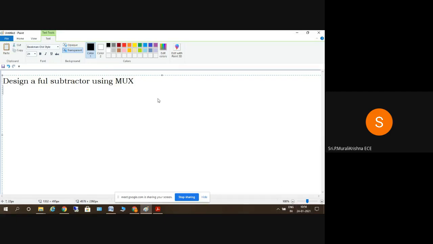Right. So we'll use two multiplexers. Let's take 4:1 multiplexers. Two 4:1 multiplexers are used because first of all we write the truth table, then we'll design, right? So the inputs are like this. So difference and borrow. First draw the truth table.